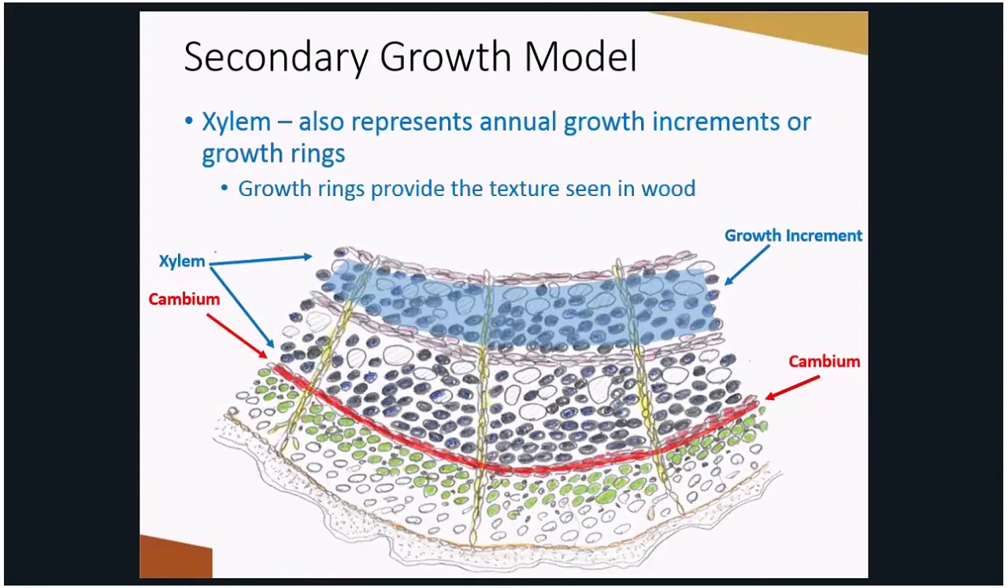The xylem represents the annual growth increments, or rings, that we would see in a tree. So you can see one of those annual growth rings, or increments, illuminated there in blue. And so when we count the growth rings on a tree, we're actually counting those increments of xylem that are put on each year.